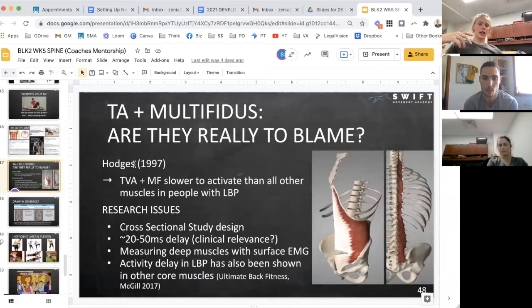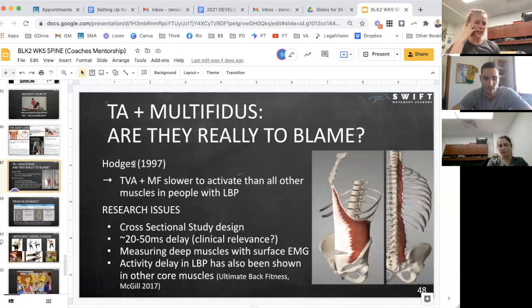They also only showed a 20 to 50 millisecond delay in these muscles, which is apparently super important, which I disagree with. And like the clinical relevance of, oh, that half second that you took to not activate that multifidus is going to get you low back pain. So I don't necessarily agree with that either.